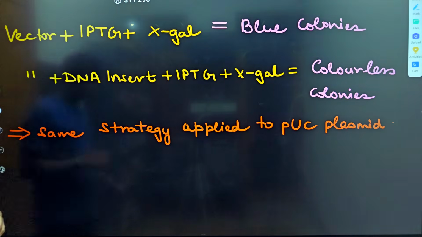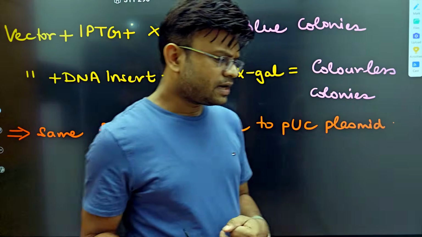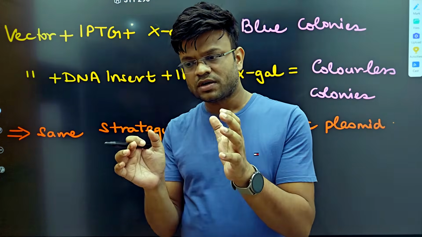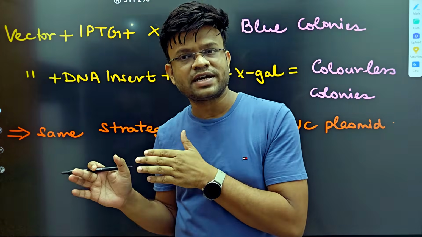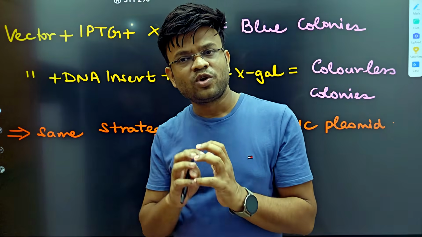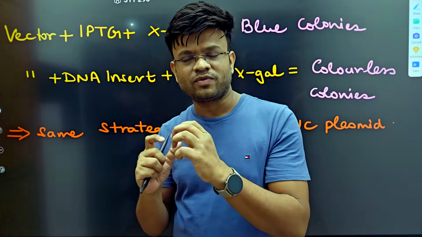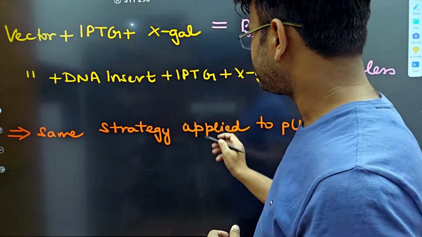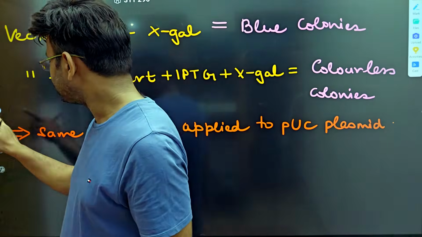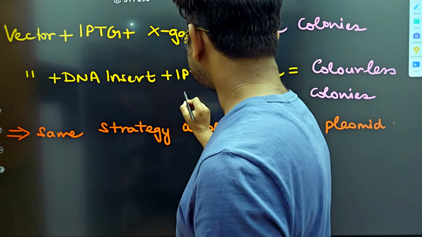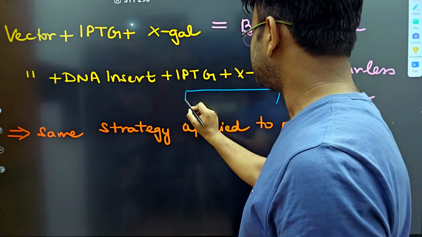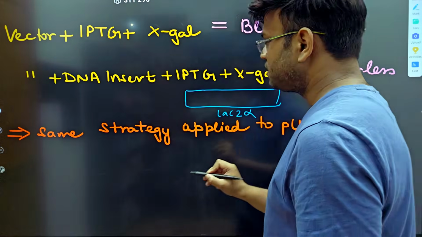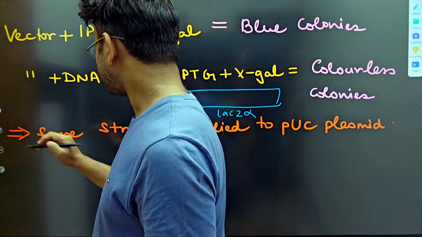Okay, now understand this, that this polylinker basically was used because it has multiple restriction sites, and our gene of interest would now be placed inside the polylinker. What do I mean? Let me just draw over here. So I said that this is a polylinker, or let me say that this is the LAC-Z alpha gene, and this is a polylinker.